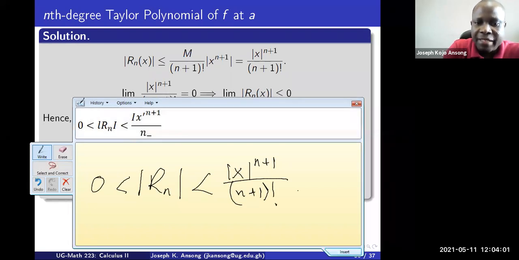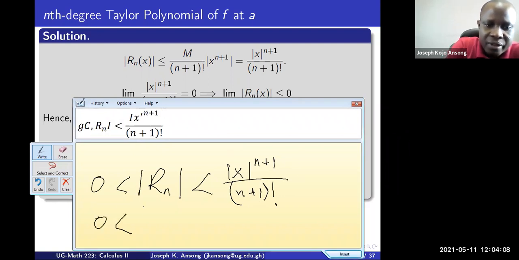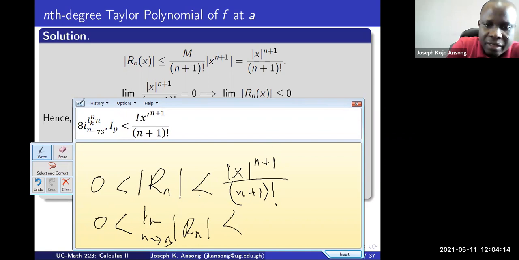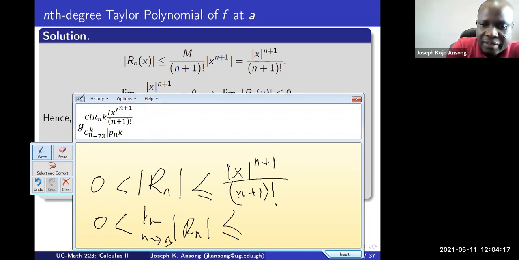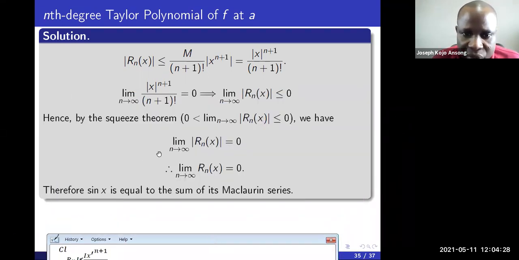So if you find the limit as n goes to infinity of both sides, we know that the right-hand side is 0. The middle is the limit as n goes to infinity of the absolute value of Rn. This limit is bounded by 0 and 0. So by the squeeze theorem, the limit as n goes to infinity of the absolute value of Rn is 0.